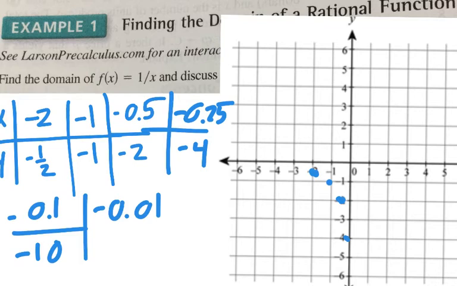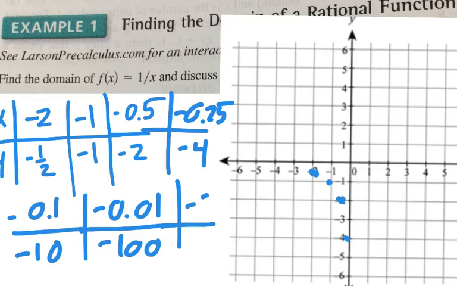All right, well, what about at negative 0.01? I'm getting even closer to 0. I'm getting closer, closer, closer. What's the y value going to be here? Well, 1 divided by negative 0.01 is negative 100. If I get even closer, negative 0.001, the y value is negative 1,000.